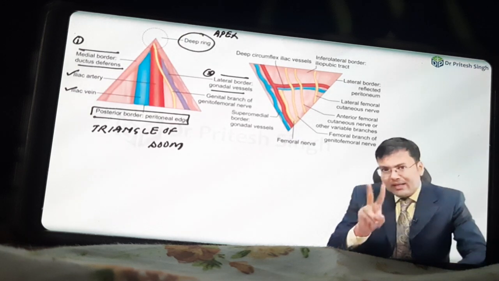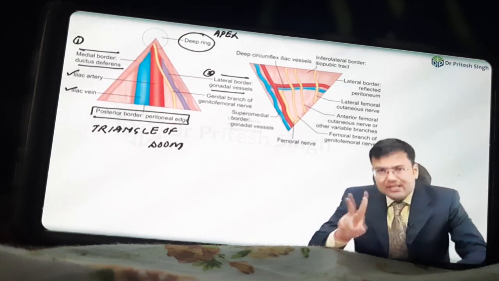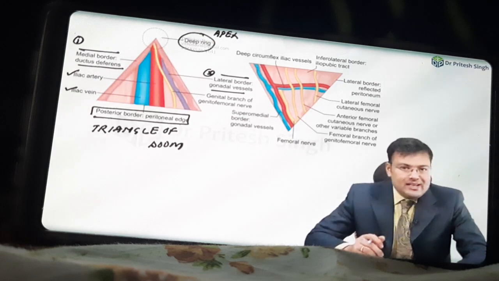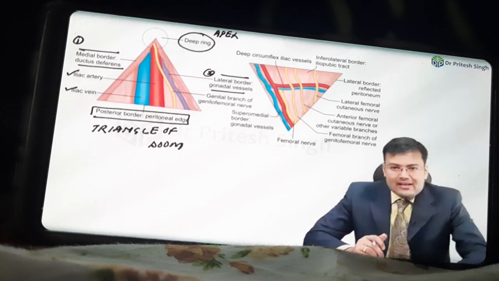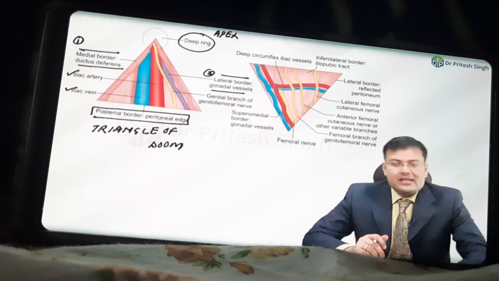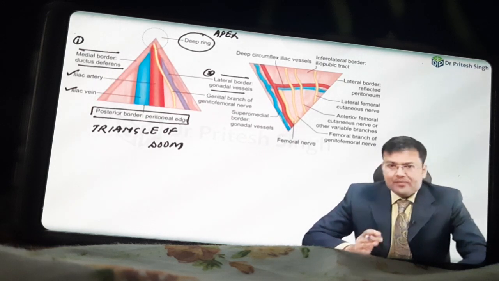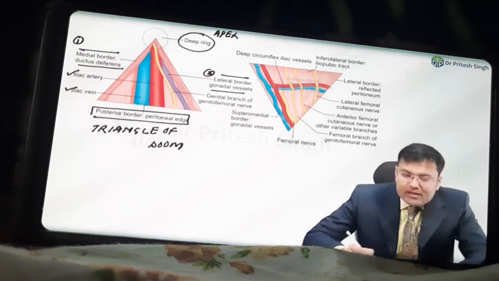In this triangle, sharp dissection should not be performed, because if sharp dissection is performed, these vessels can be injured, leading to bleeding and death. So this is triangle of doom. Medially, vas deferens, laterally, gonadal vessels, apex by deep ring, and the posterior border is peritoneal edge. Content is iliac vessels.